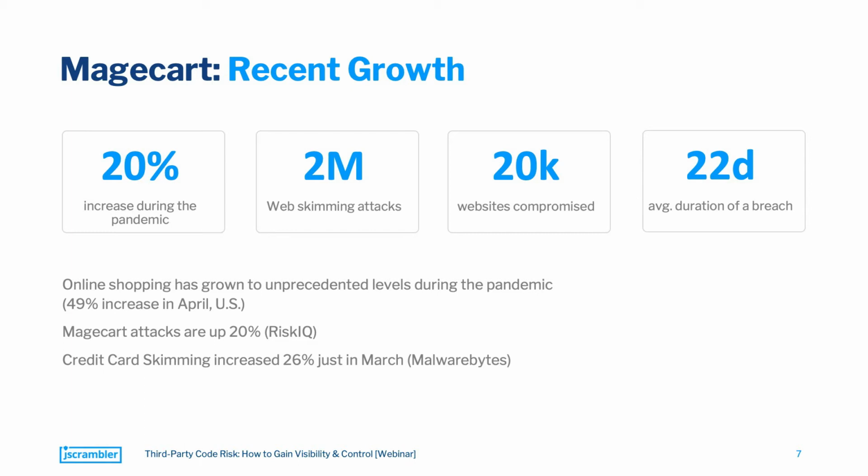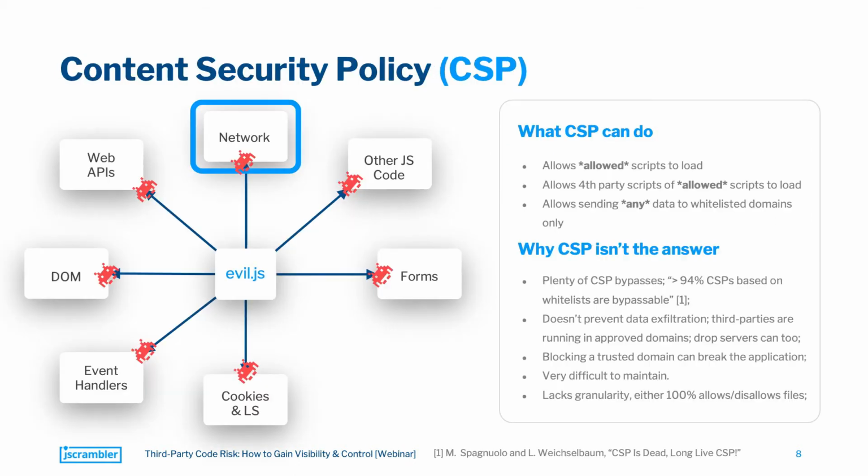A web skimming attack remains active on average for 22 days before being detected and removed. We have seen some cases where 6 or more months go by without companies being aware that their websites are infected, which confirms our main premise that companies have no visibility on what's going on at the client side.